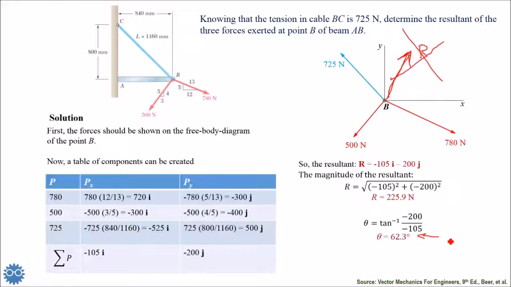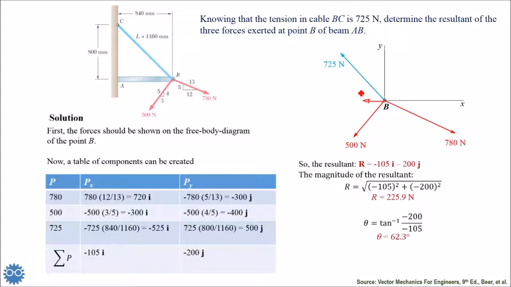So how can we know the exact direction? There are two simple ways in order to know the direction correctly. The first way, which is very simple, is to use the x and y coordinates, because this is a force diagram. These are forces, and you can use this diagram in order to figure out the direction of the force. So we have minus 105 in x direction. That means in x direction it will be like this.